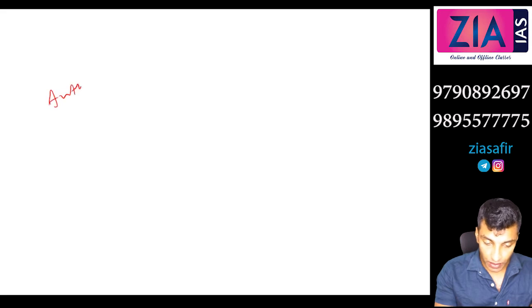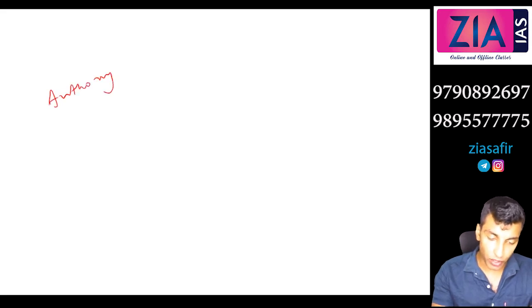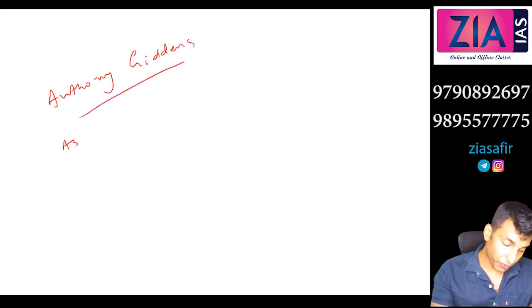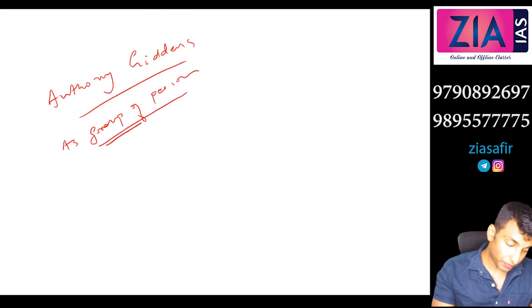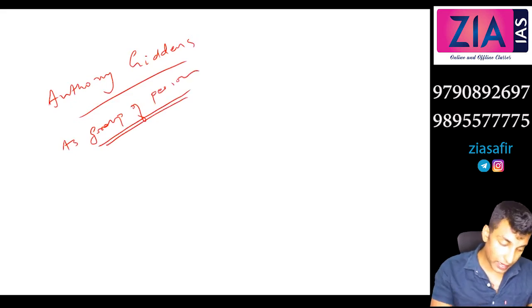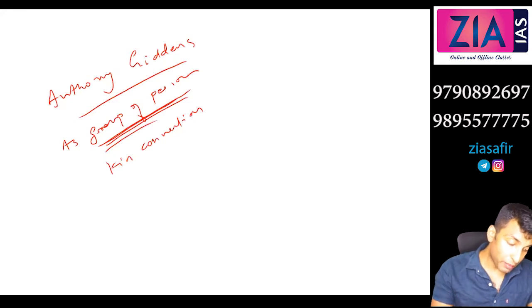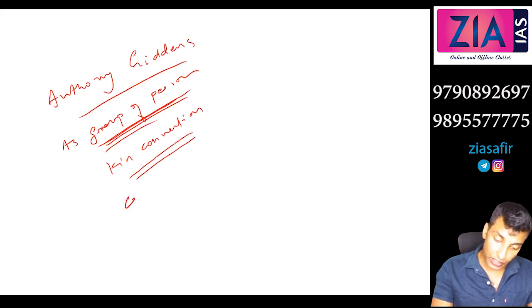Now if you see Anthony Giddens. So Anthony Giddens has given a slightly modern perspective. According to Anthony Giddens, family is a group of persons. Okay, they are linked by kin connection. Kin connection means relatives. Okay, so family is a group of persons linked by kin connection. Adult members will assume the responsibility of caring for children. So caring for children is the responsibility of adult members.